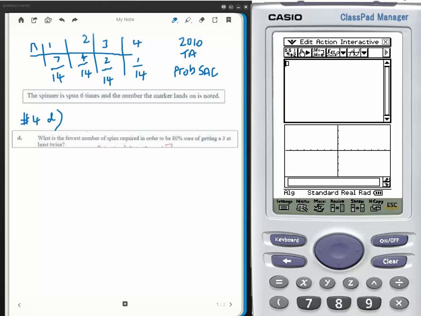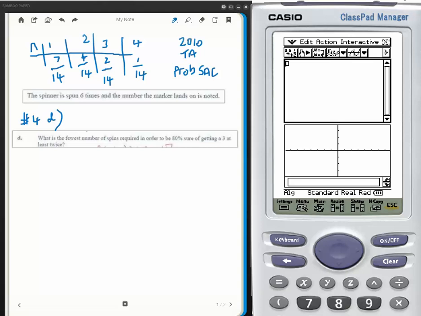They weren't equally likely, and when k equaled 2, I had the distribution that's at the top there. Getting a 1 was 7/14, getting a 2 was 4/14, getting a 3 was 2/14, and getting a 4 was 1/14. So the first part of question 4 looks at discrete random variables. When it says the spinner is spun 6 times and the number of markers landed is noted, it becomes a binomial. And in question 4, the binomial distribution is about getting the number of 3s.